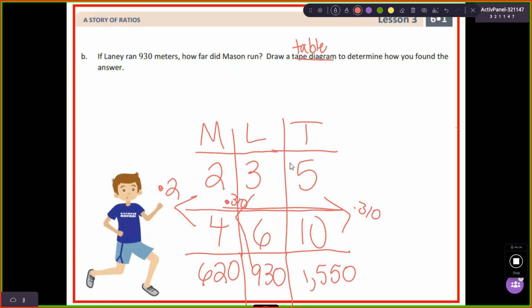What did they only ask about though? How far did Mason run? And how far did Mason run? 620. And now are we talking about laps anymore? No, now what are we talking about? Meters.